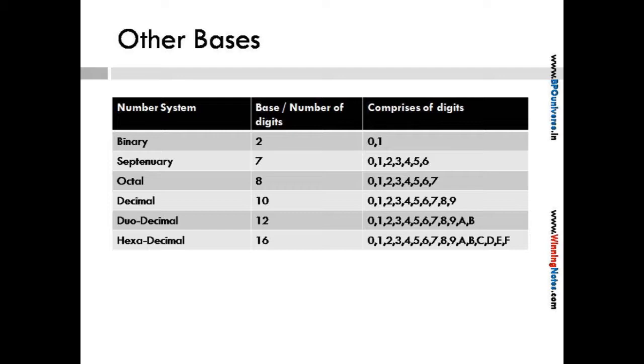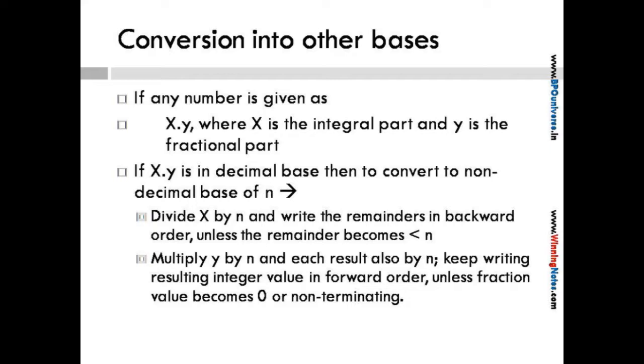Now you are aware of the various number systems or the various bases. Now let us see how we convert from one base to the other, because these are the kind of problems that you will have in your exam. Suppose any number can be represented as x dot y, where x is the integral part, that part which comes before the decimal point, and y is the fractional part, that part which comes after the decimal point. So the number can be, say, 10.237.